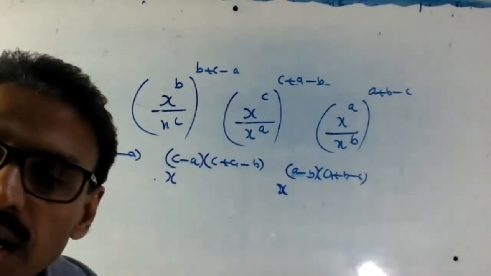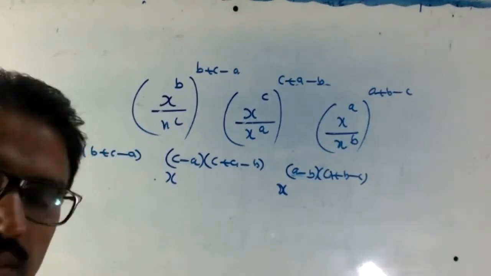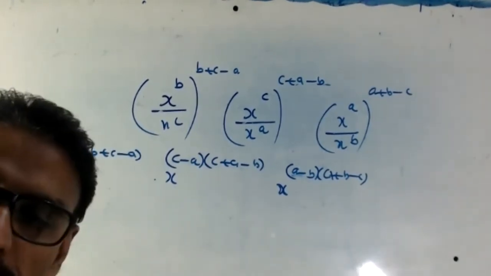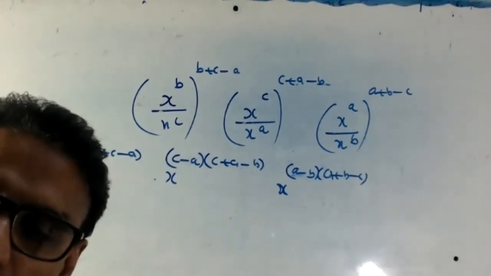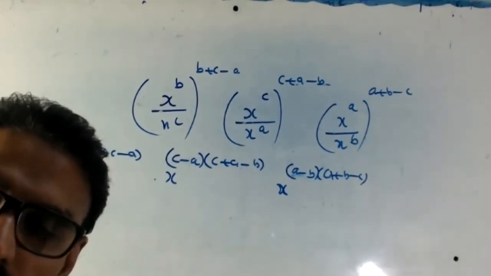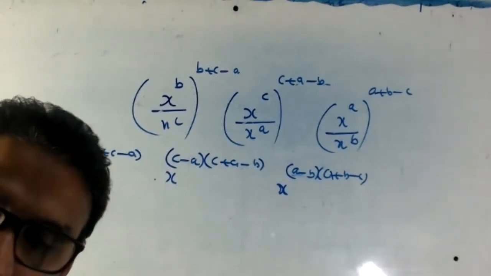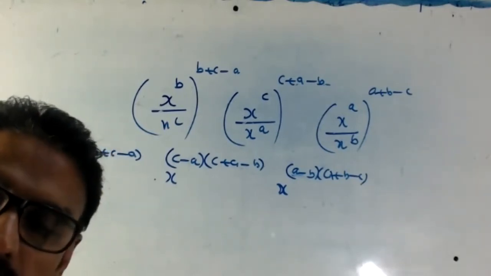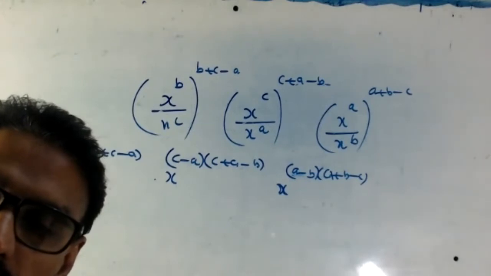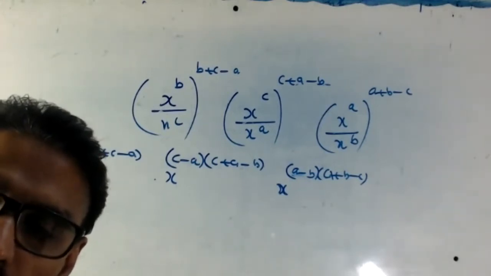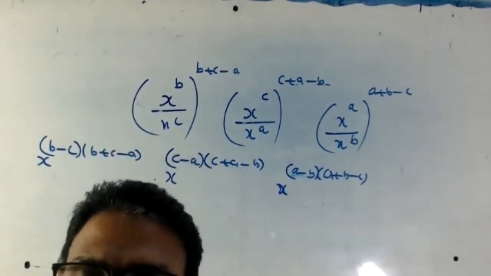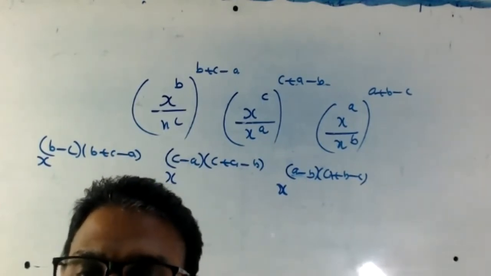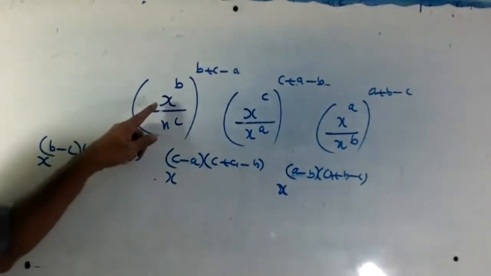Amir, what is x raised to b by x raised to a? What is that? a raised to m divided by a raised to n is what? It is a raised to m minus n. How come n minus m? Okay, m minus n.